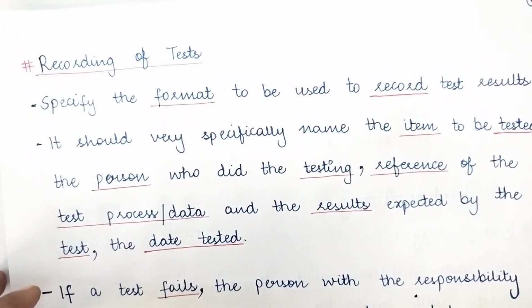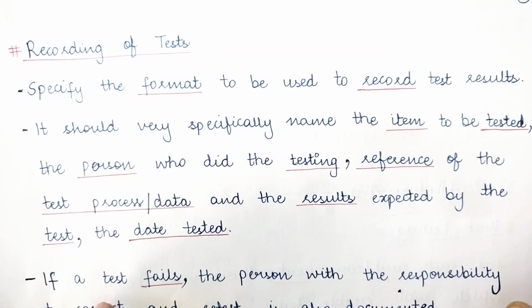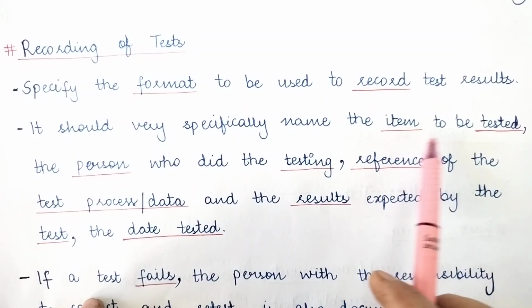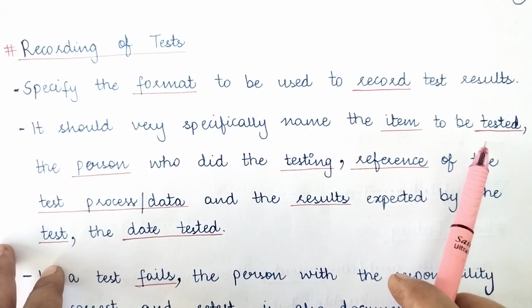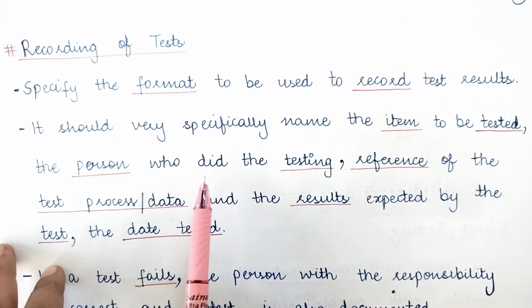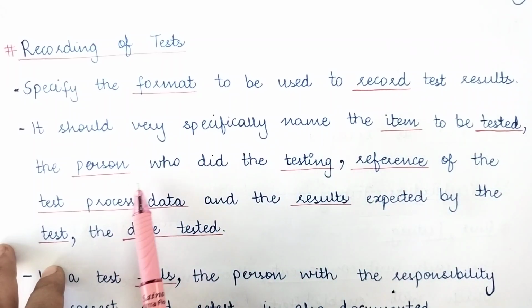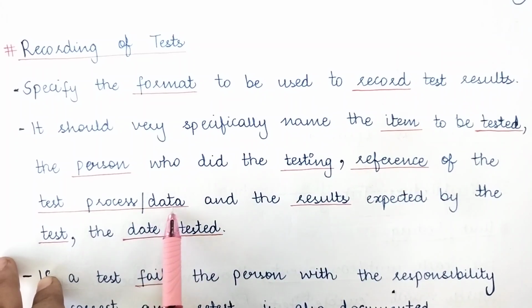Then it should very specifically name the item to be tested. See, you are not testing everything all at once; you are testing things module by module or component by component. So, you should specifically name the item or component or module that is to be tested over here to avoid any ambiguity. It is also very important to mention the name of the person who did the testing of that module, and the reference of the test process data, that is, how the testing was done and what process was used to carry out the test.